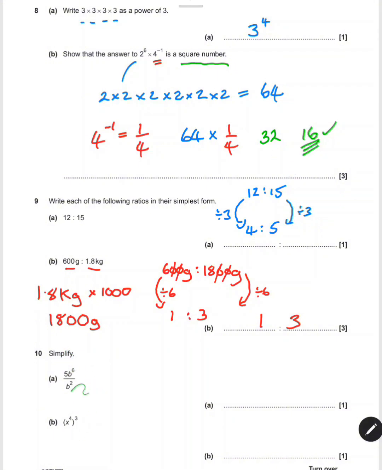Question 10, we've got some fraction and some indices to work with. So what we've got here is b to the 6. The fraction is a division, so divided by b squared. And if we do b to the 6 divided by b squared, we need to do 6 take away 2. That's b to the power of 4. We've still got that 5 there, so you've actually got 5b to the power of 4.